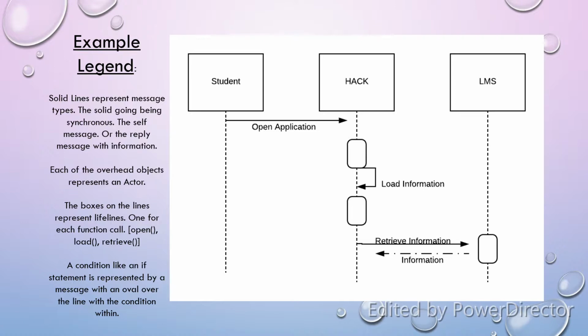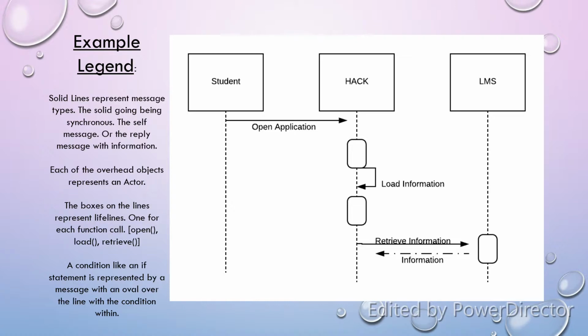Each of the small rectangular squares on each of the lines represents a lifeline. This is to mean a function call. So when student calls hack to open the application, there's that function call. Then when it loads the information, there's another function call. The function call from the hack to the LMS is to retrieve the information, in which it simply returns information, which is why there's only a reply message from information.